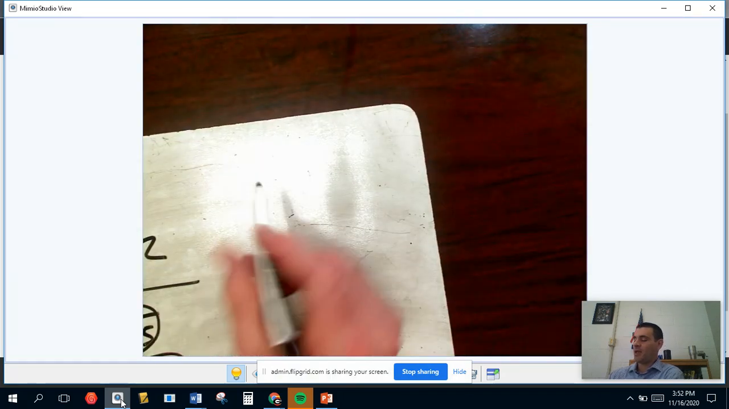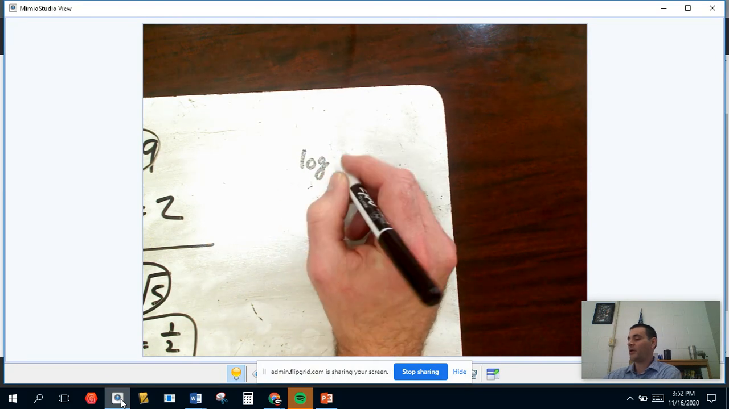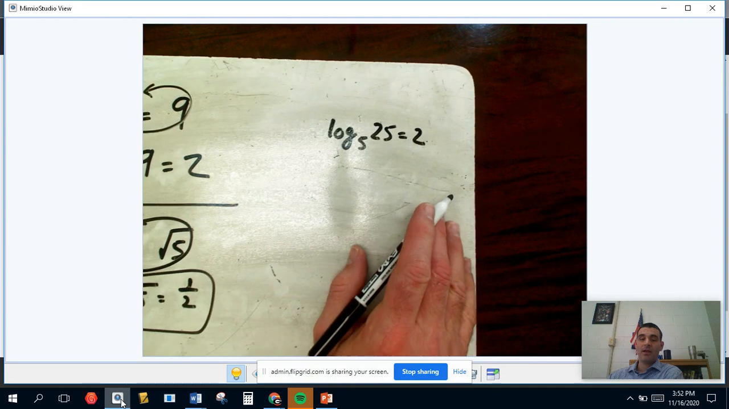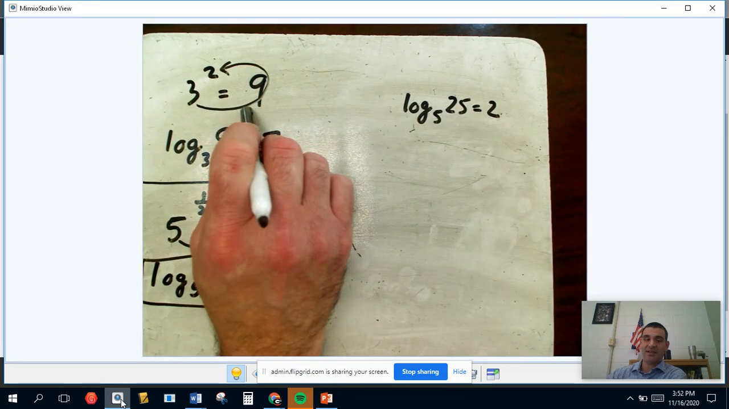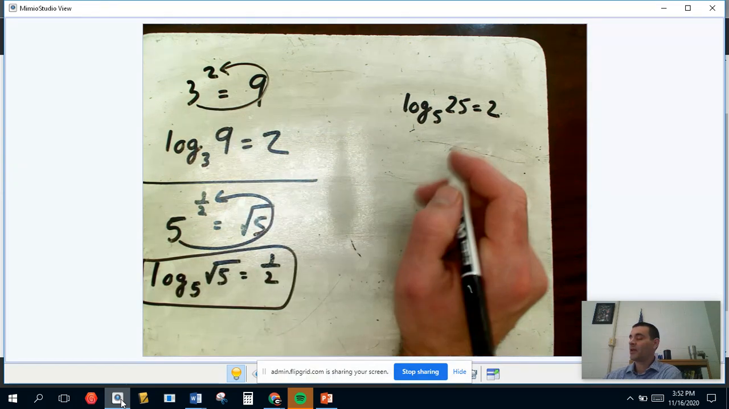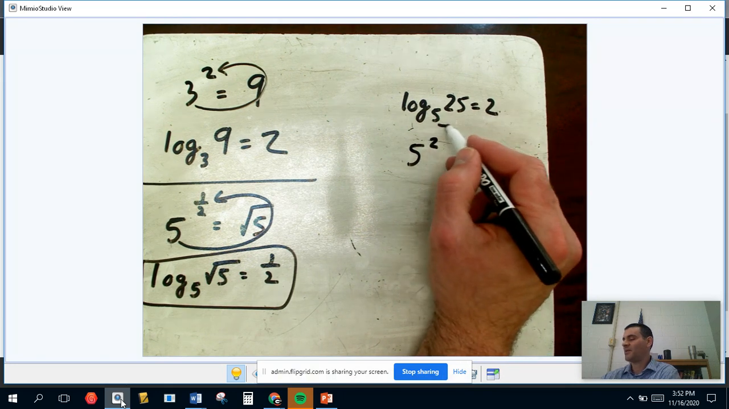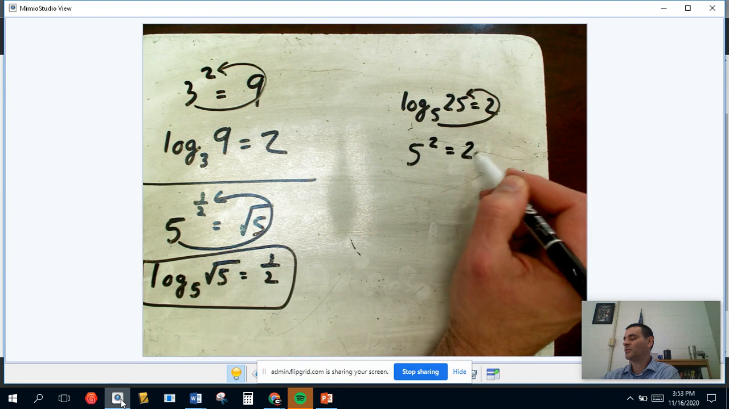Now, if we want to go backwards, it's already in that form: log base 5 of 25 equals 2. Basically, you want to write this the same way as this. You're going backwards, so I want to put it in this form. I'm going to say 5 squared. It's the same order. 5 squared is equal to 25.